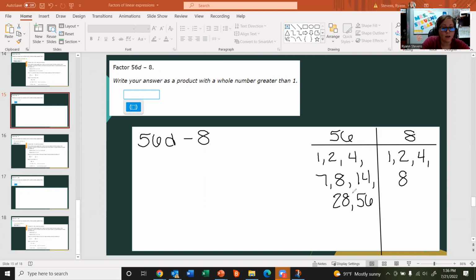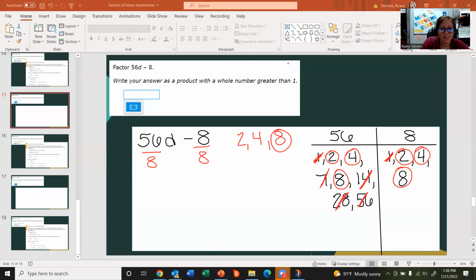So when we go through and we check our factors, we're going to eliminate 1. We would say, okay, we've got 2 for both, 4 for both, 7, we only have 7 under 56, we have 8 for both, and then anything past there won't go into 8, so 14, 28, and 56 would all be eliminated. So our choices for our factor would be 2, 4, and 8, and we're going to pick the greatest number, which is 8. So we are going to divide both 56 and 8 by 8.